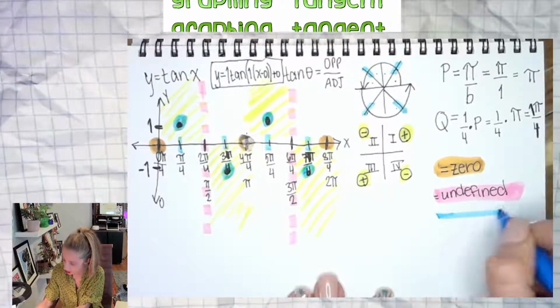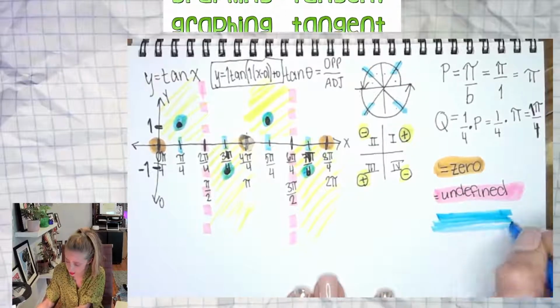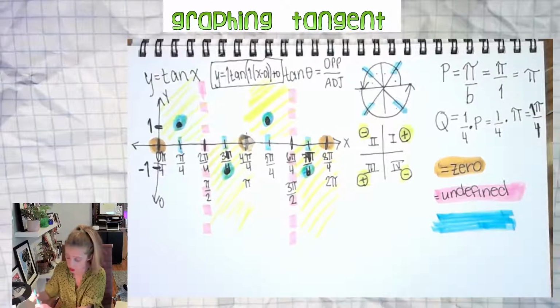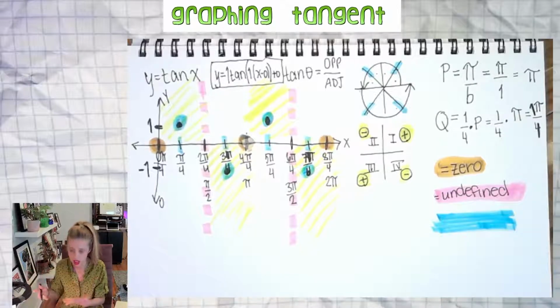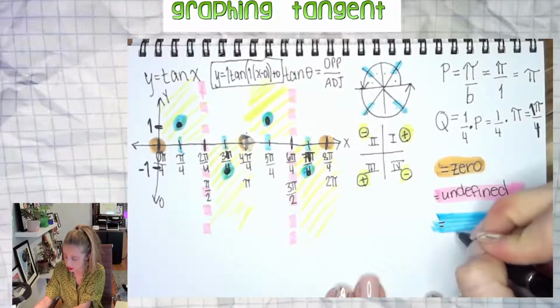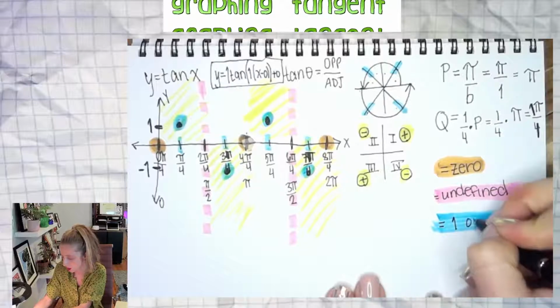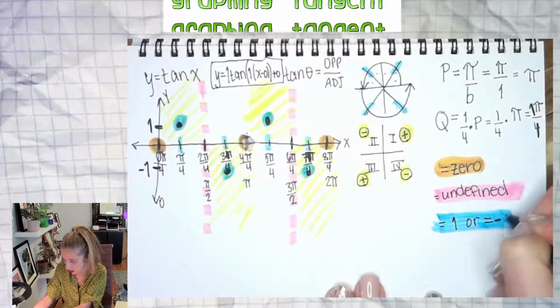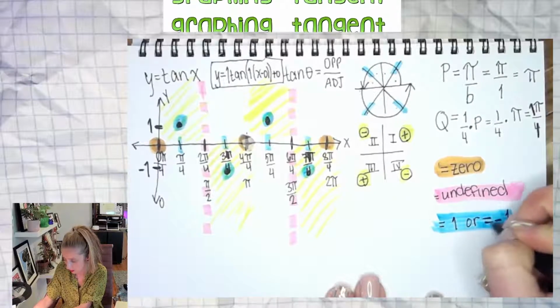Okay, so this is going to be 1 or -1. And it's kind of on you. You got to know which is which. Those answers don't change for cotangent either, so take a little time and memorize it. Equals 1 or equals -1.